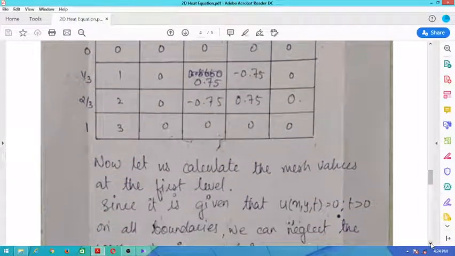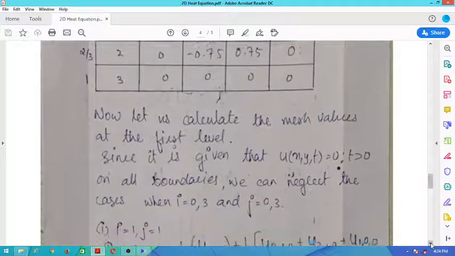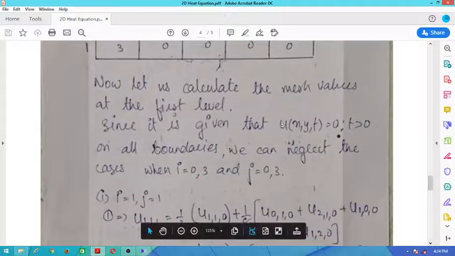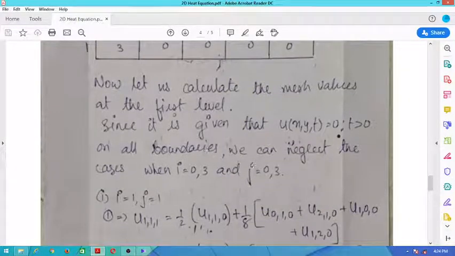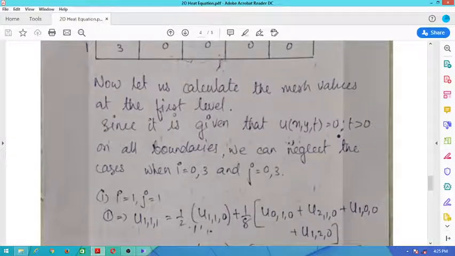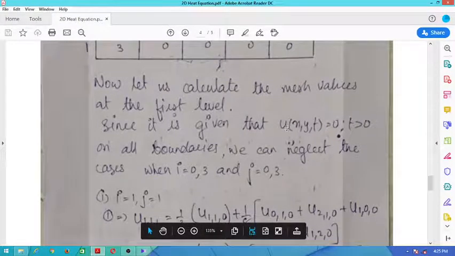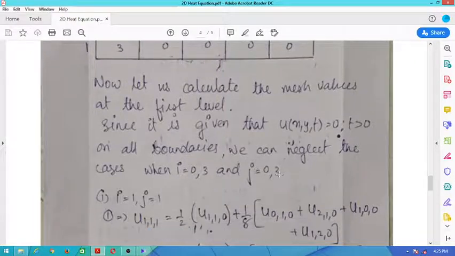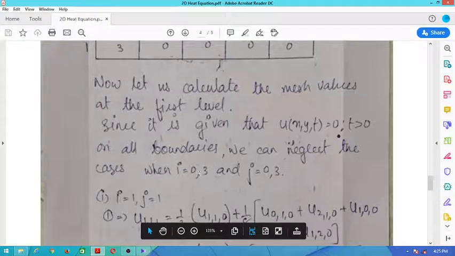Now we are going to calculate the values in the first level or when n equal to 1. Since it is given that the boundary values are 0, u of x, y, t is equal to 0 at all boundaries, we can neglect the case of i equal to 0 and 3, because when i equal to 0 we are on the boundary, when i equal to 3 we are on the boundary, when j equal to 0 and when j equal to 3 we are on the boundary. In all these cases u values are going to be 0. Therefore, it is not required to calculate those values, and the remaining values are i equal to 1 or 2 and j equal to 1 or 2.